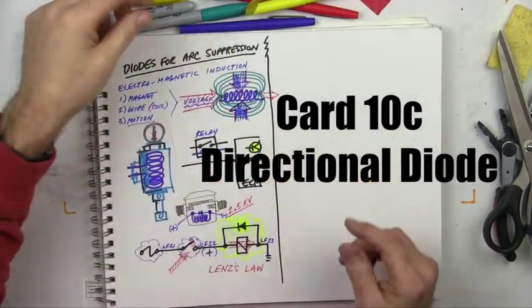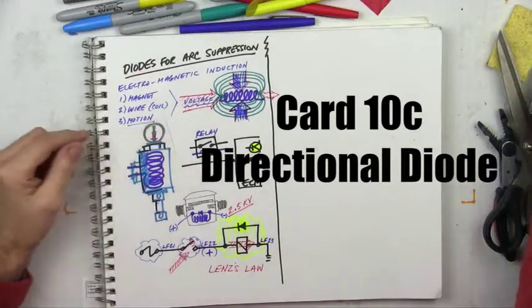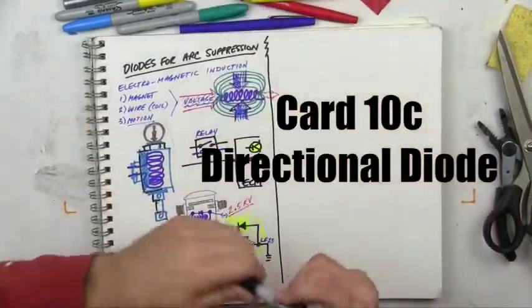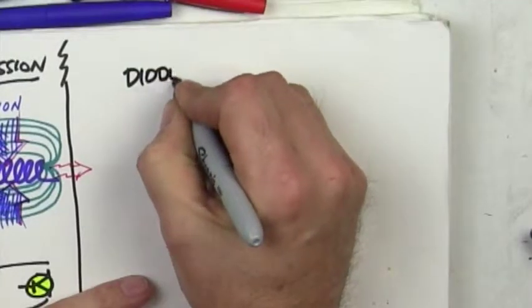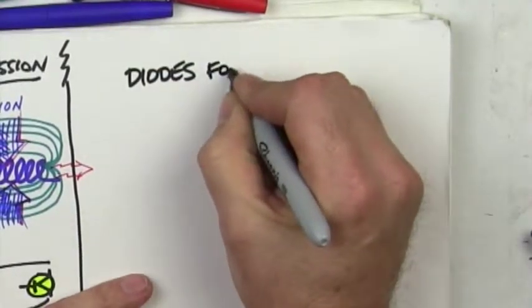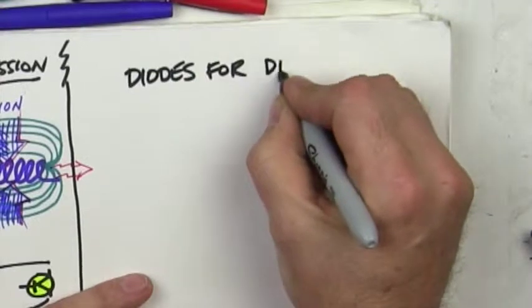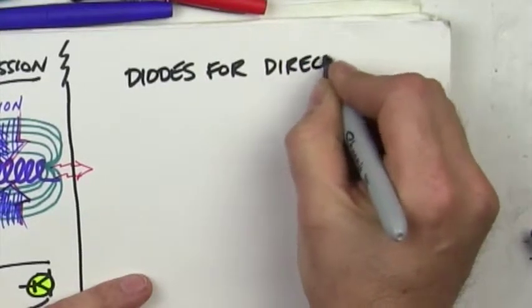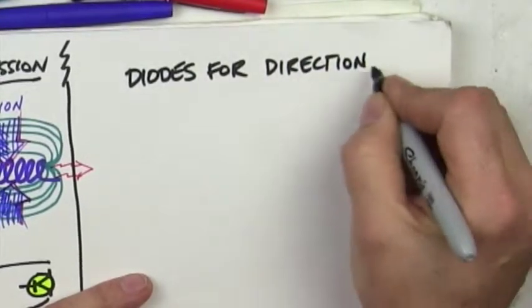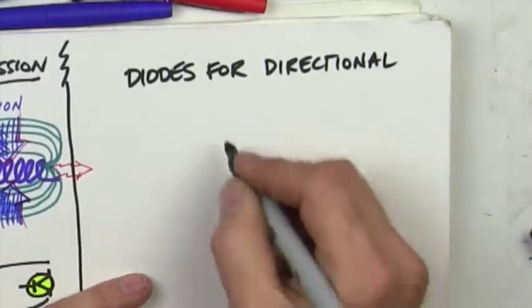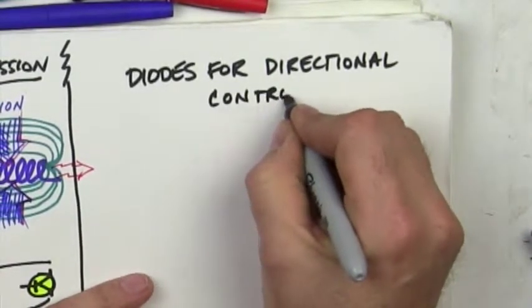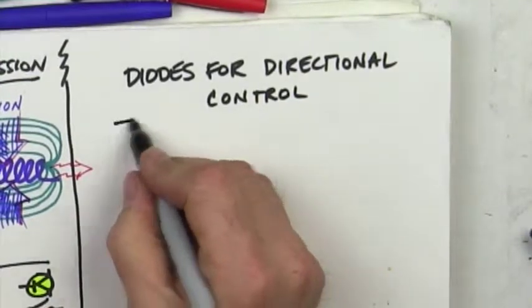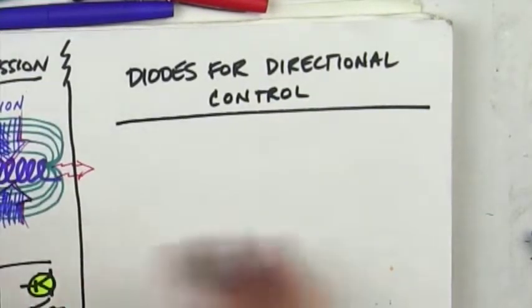Arc suppression. Okay, now diodes for directional control. A little different. Okay. And the key here is to understand that I don't really care which direction current flows, because on the schematic I don't care.